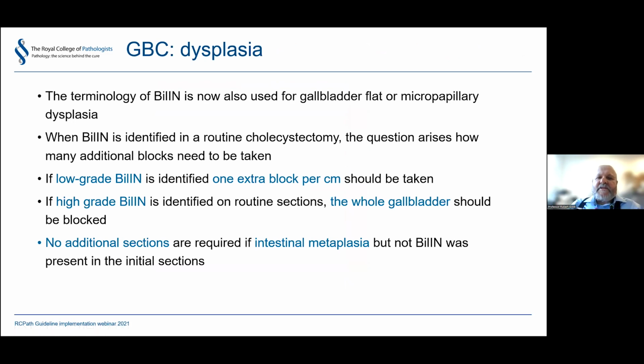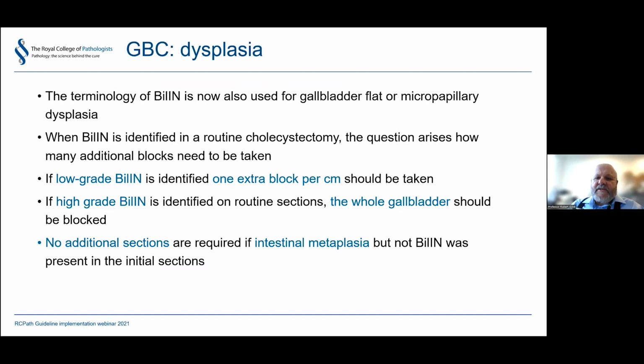Coming on to gallbladder dysplasia now, it's quite straightforward that we divide it into high grade and low grade. But one of the most common questions I get asked in my own department and by other people is, if I find low-grade dysplasia, how many more blocks do I need to take? And if it's high-grade dysplasia, what do I need to do?